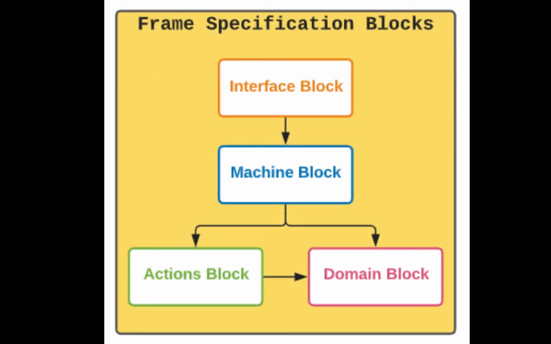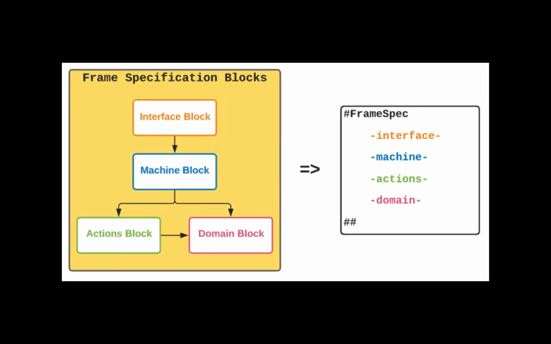Frame specs consist of up to 4 internal sections, or blocks. It is not required to have any, but if they do exist, they must come in a specific order. It is perfectly valid to have no blocks in a Frame spec, which simply results in an object-oriented class with nothing in it, so not very useful.